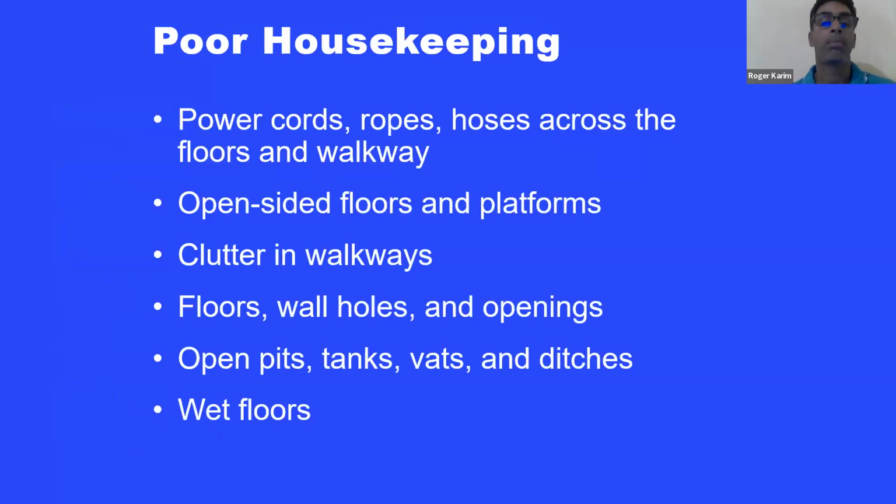Housekeeping, tripping hazards, power cords, hoses across walkways. We may have open-sided floors and platforms, clutter in the walkways. Openings, we have manholes that remain open, so persons could fall from height. Right? Open pits, vats, ditches, and of course wet floors, wet surfaces, especially on our water treatment plants. When you go to look at the pumps, around the pump platform, if you have leaking glands, it's always wet. And where it's wet in our environment, you get moss, and that makes it very slippery.